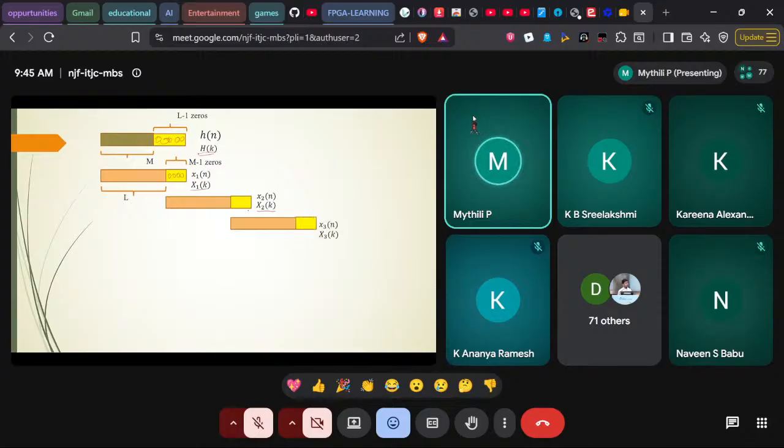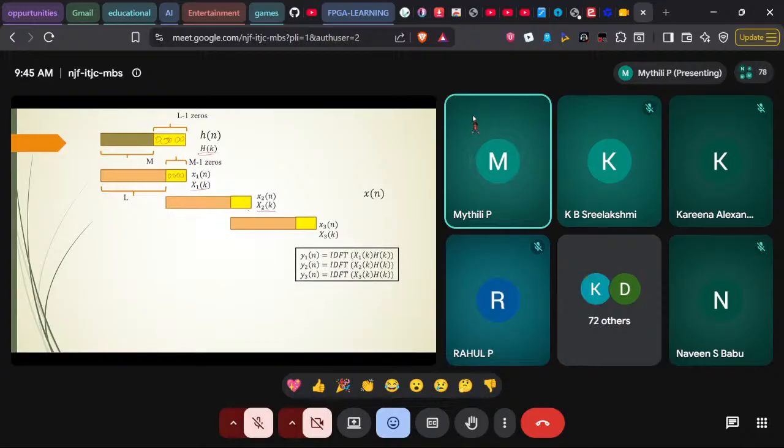Same way the third block, x3 of n and x3 of k. All together, that is x1 of n plus x2 of n plus x3 of n. That is before padding. Before padding the zeros, this will be equal. After padding the zeros, also it will be equal. Why? Because these are only zeros. If you add them, again the same.